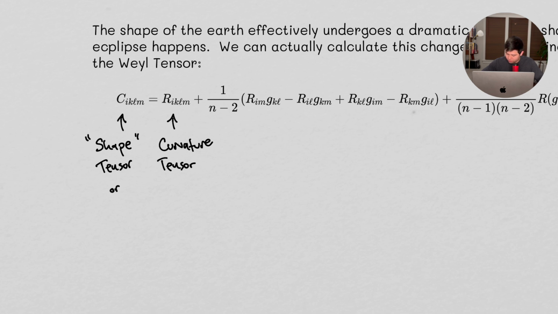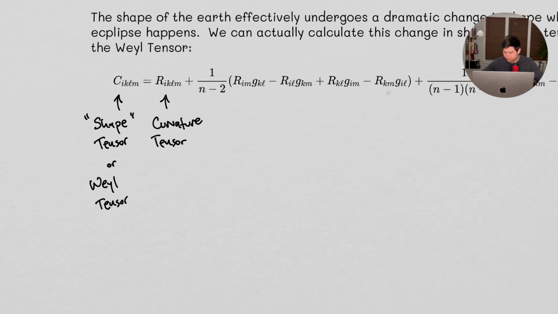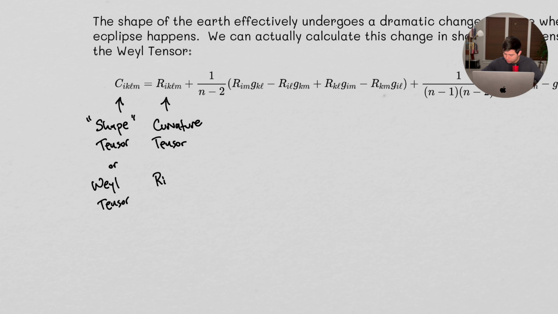Or I'll just call it Weyl. It's named after Hermann Weyl. And then the curvature tensor, its full name is the Riemann curvature tensor. It's named after Riemann. And what's important to know about curvature is that it really fundamentally manifests itself as a force, right?